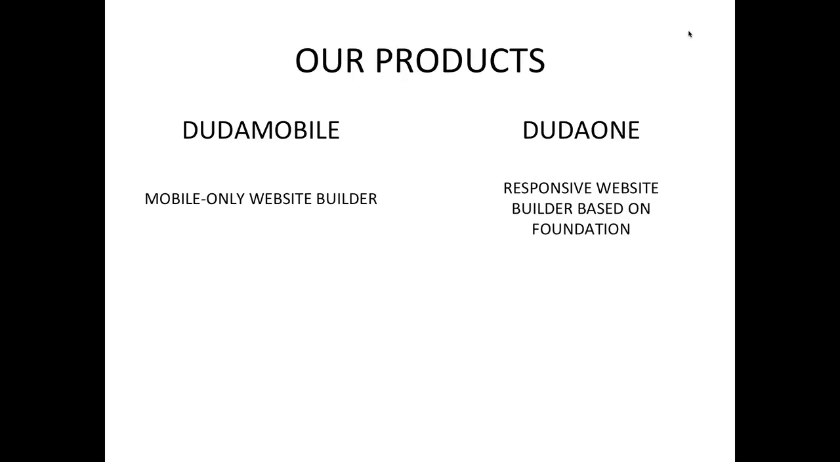Our two core products are Doudna One, which is the responsive website builder that we're primarily going to focus on today, and Doudna Mobile, which is our mobile-only website builder. This is not a responsive website. This is for a client or customer that wants to keep their original website and add a mobile website to it, connected through a JavaScript redirect. So we have products that cater to both types of customers. Today we're focusing on Doudna One, but we are going to show you briefly what we have with Doudna Mobile as well.